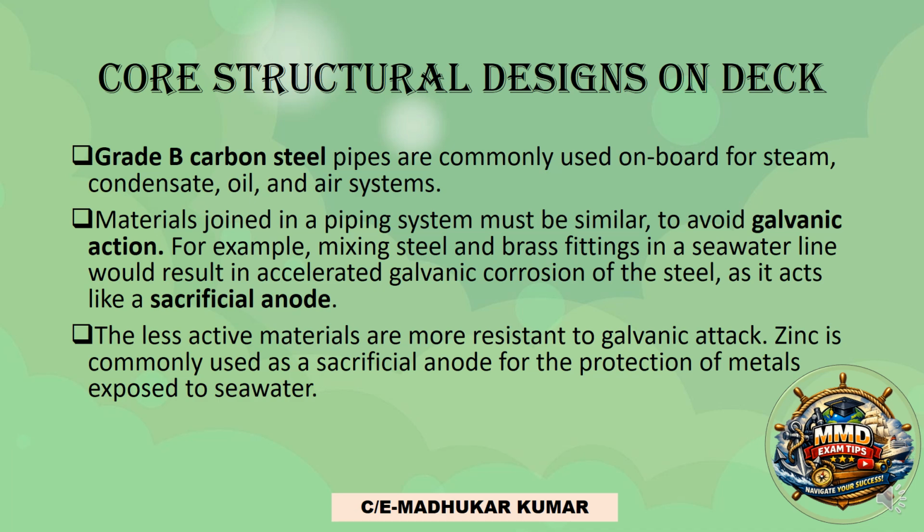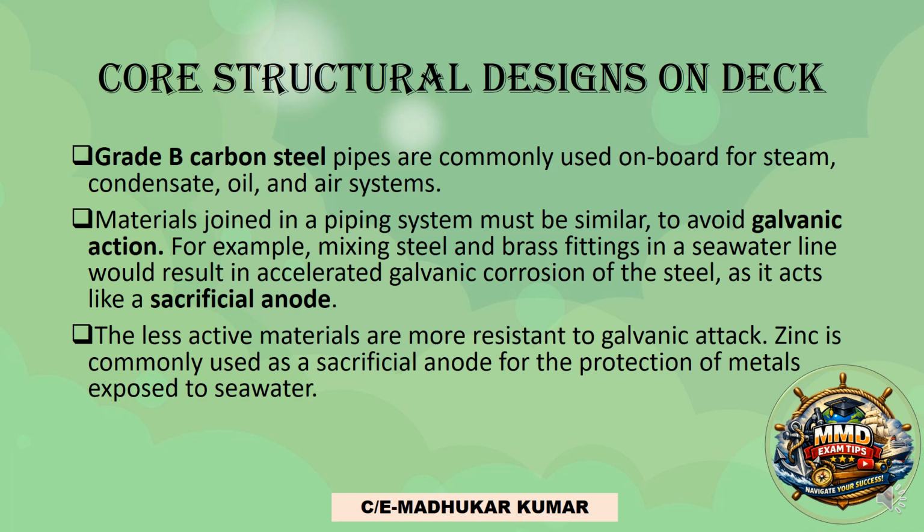Materials joined in a piping system must be similar to avoid galvanic action. In my previous video, I have already explained to you guys regarding the corrosion part and galvanic corrosion, bimetallic corrosion. So basically, when we are joining the piping system, materials should be used in such a way that galvanic corrosion should not happen. Mixing steel and brass fittings in a seawater line would result in accelerated galvanic corrosion of the steel. It is acting like a sacrificial anode.